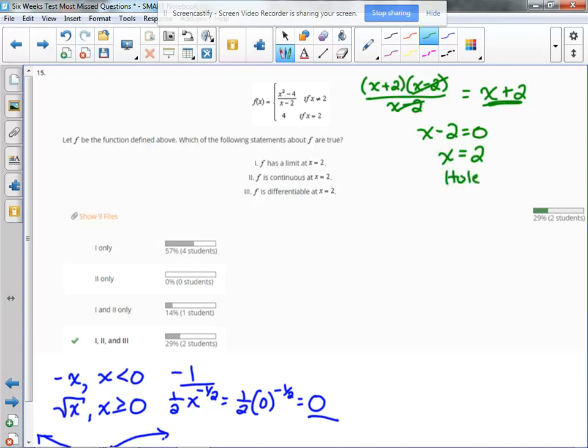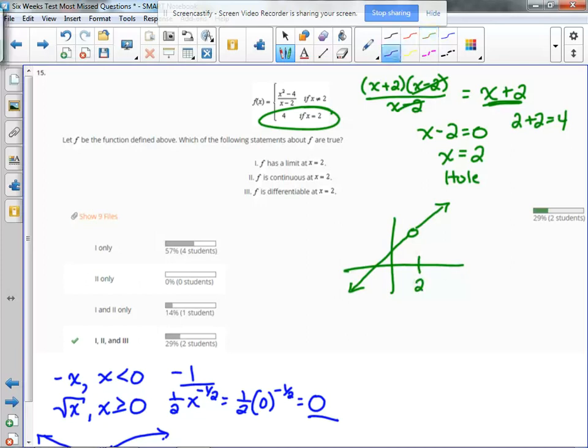So what would be the y value of that hole? We'll plug it into the simplified version. 2 plus 2 is 4. Well, guess what? That's the other value of our equation. That's the other piece of our piecewise function. So I'm going to graph this piecewise function. My rational function looks like this, except it has a hole. It just looks like the line x plus 2, but it has a hole where x equals 2. Well, guess what? When x equals 2, according to this piecewise function, the y value is supposed to be 4. It plugs the hole.